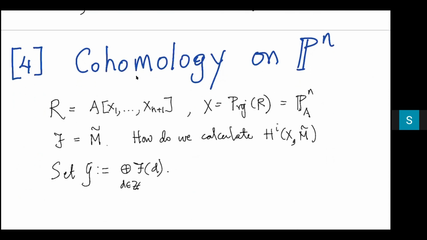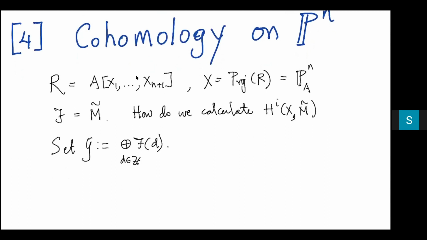So let's start with your polynomial ring, and X is projective space, and take a module. And let's, for simplicity, start with a module of this type, M tilde. In fact, one can show that pretty much every quasi-coherent module looks like this, but we will not prove that. So we are looking at an arbitrary quasi-coherent module. And the question is, what does it mean to calculate this? So I'll just unravel the definition.